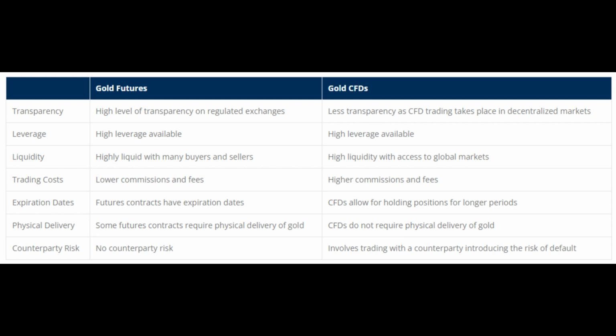So let's compare them. Transparency: there's a high level of transparency with gold futures, a little bit less transparency with gold CFDs. Leverage: high leverage available in futures, high leverage available in gold CFDs. Liquidity: both pretty decent. Trading costs: for futures, a little bit cheaper than CFDs. Expiration dates: with futures, there's an expiration date. CFD, you can hold it a bit longer. Physical deliveries: some futures contracts will require that. CFDs, it doesn't. Risk: for futures, there's no counterparty risk. CFDs, well, there is a little bit of risk with a counterparty.